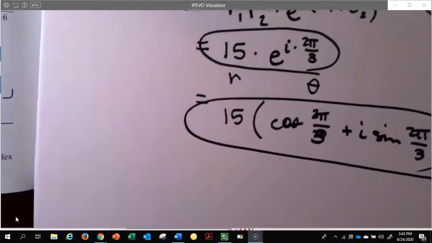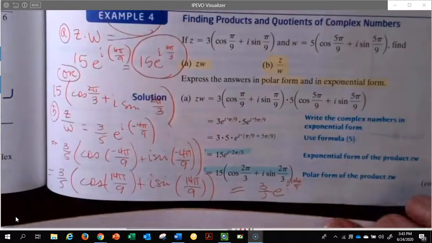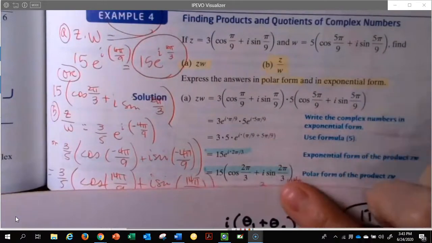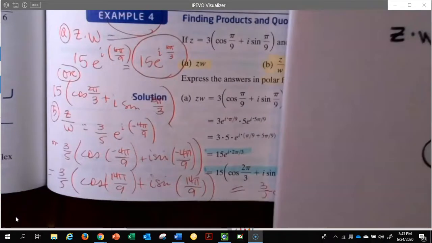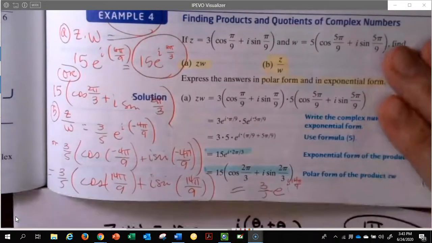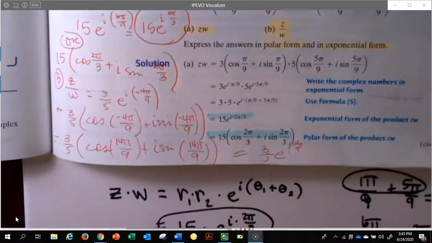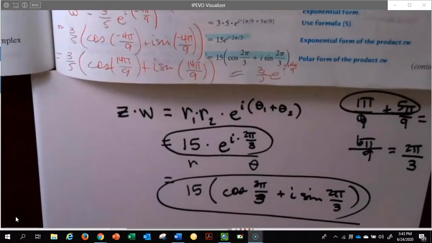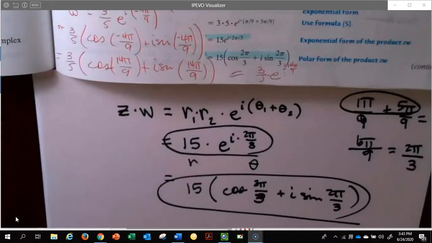I'm going to circle this, and I just want to point out way down here at the bottom, they have exponential and polar forms. It's what we've got. It's what we have. And again, you need to be fluid in being able to go back and forth between polar, complex, rectangular, and exponential.